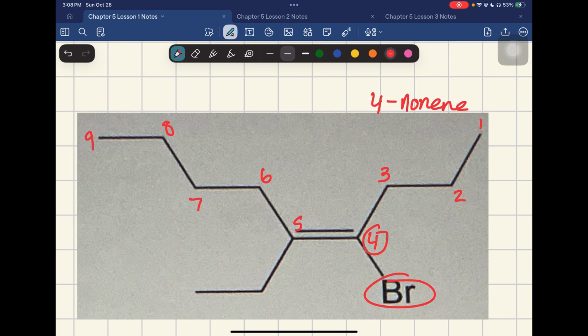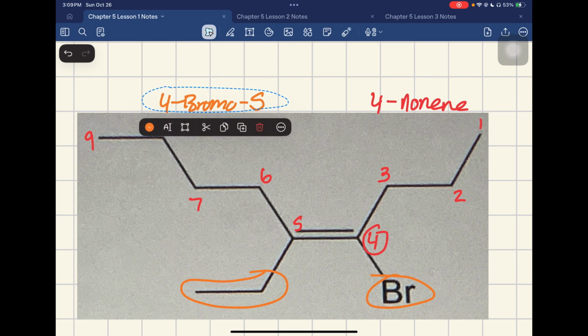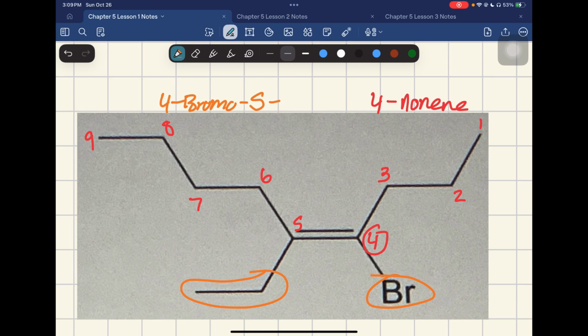We have the bromine right here, bromine on the 4, and then we have an ethyl, because it's 2 carbons. So we say that this is a 4-bromo, 5-ethyl. Let's move this over. 4-bromo, 5-ethyl, 4-nonene. That's the name of it, right?